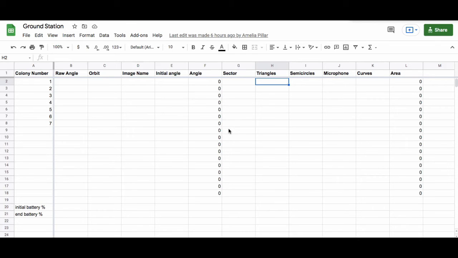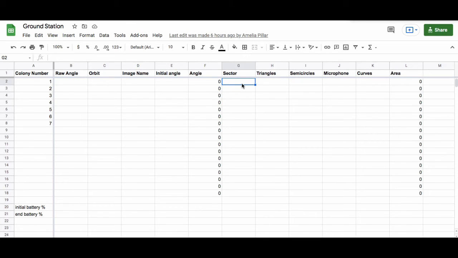In the telemetry packets, we got an angle between 0 and 3600, 0 to 360 being the first orbit, 360 to 720 being the second orbit, and so on. And that was the raw angle that went here. We then were able to calculate the orbit number it was on based on whether it's between 0 and 360, 360 and 720, and so on. The image name that we were taking the information from. The angle that our telemetry sent was the initial angle that the satellite started at. And we used that in a little bit of math to calculate the actual angle that the guano colony was at. And using that, we could find the sector it was in.